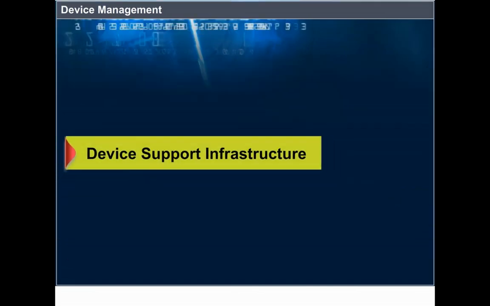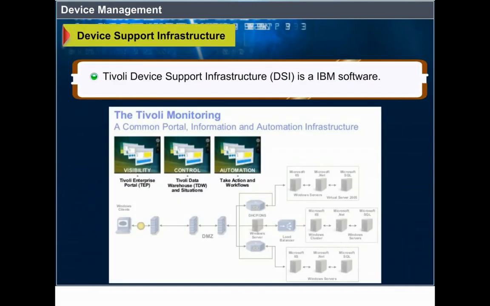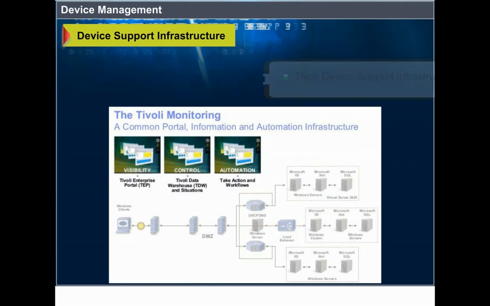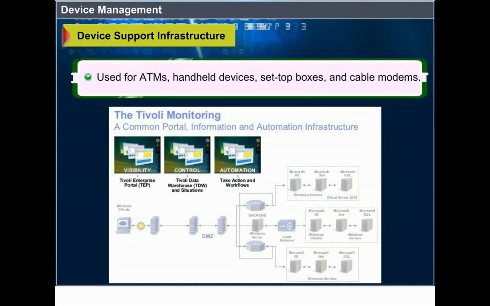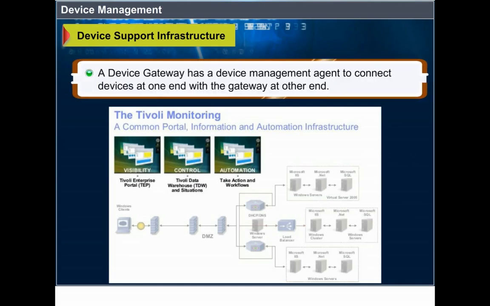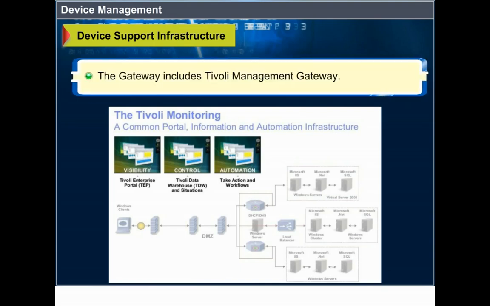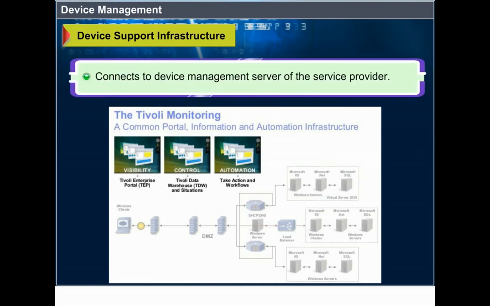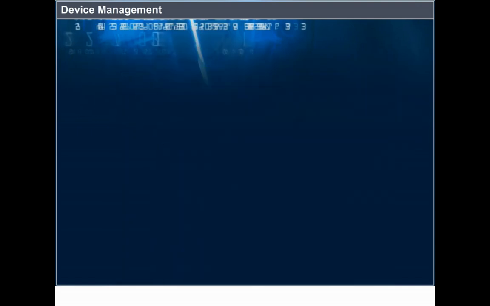Device support infrastructure. Tivoli Device Support Infrastructure (DSI) is an IBM software used for ATMs, handheld devices, set-top boxes, and cable modems. A device gateway has a device management agent to connect devices at one end with the gateway at the other end. The gateway includes Tivoli Management Gateway. Connects to device management server of the service provider.